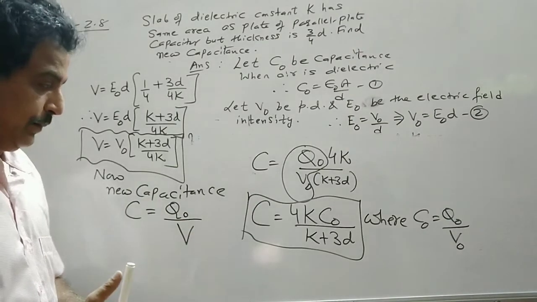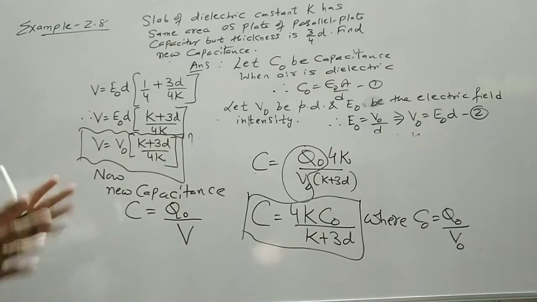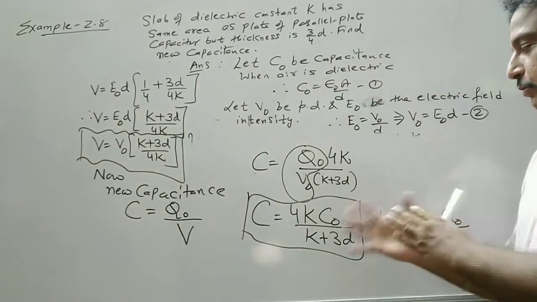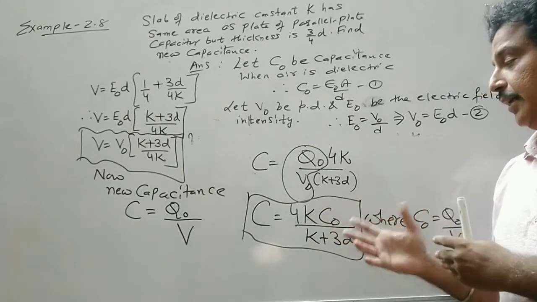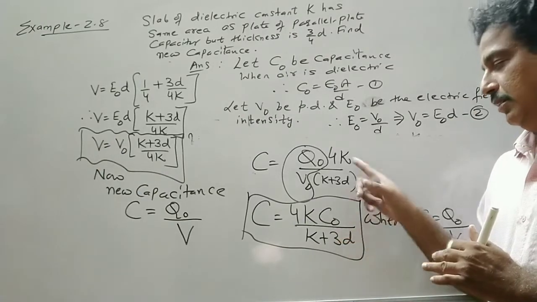Now if the value of K is given, we can substitute this value. So this is how we calculate the capacitance. It will increase, but it is not K times as you see it.